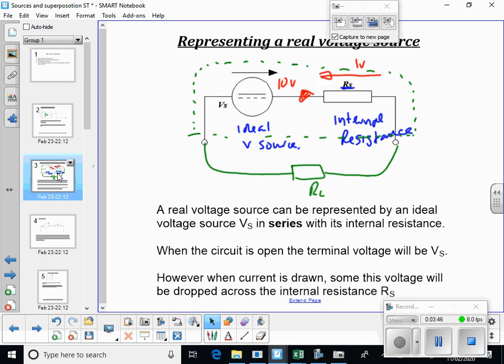Like in your car, if you put the headlights on and then try to start the engine, what happens to the headlights? They go dim or go off, and that's because the high current you're drawing for the starter motor is effectively pulling the battery terminal voltage down.